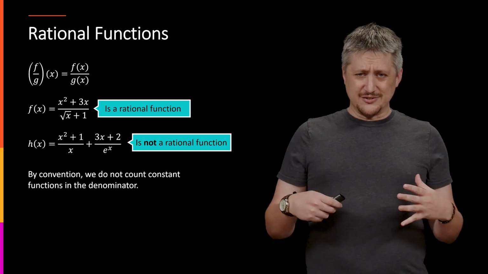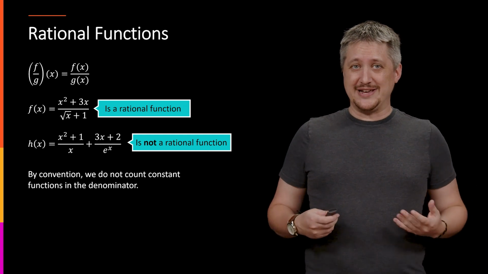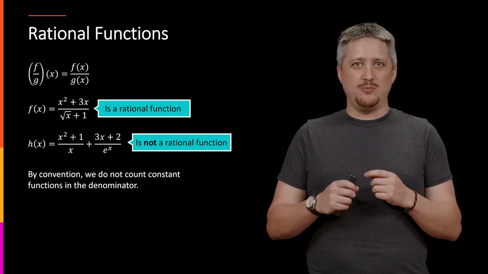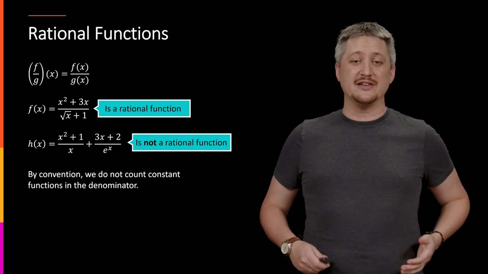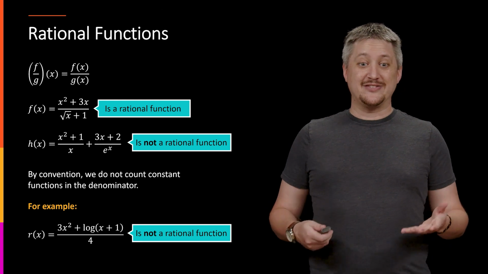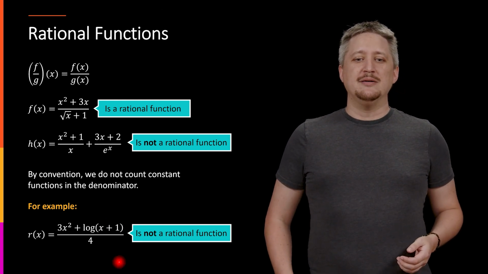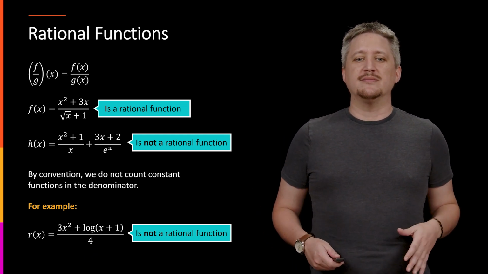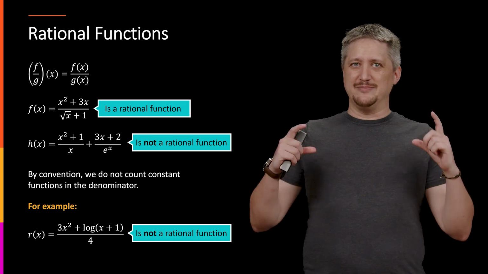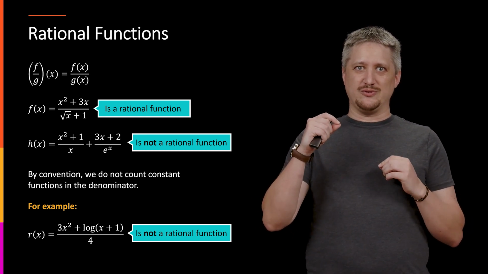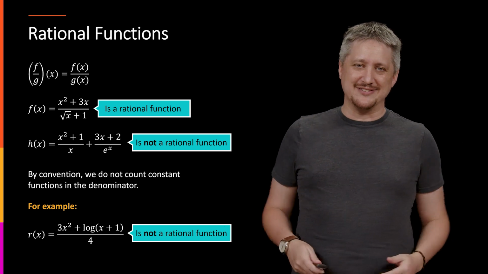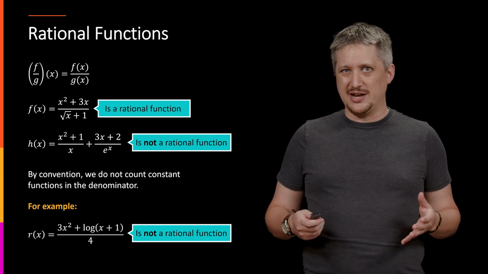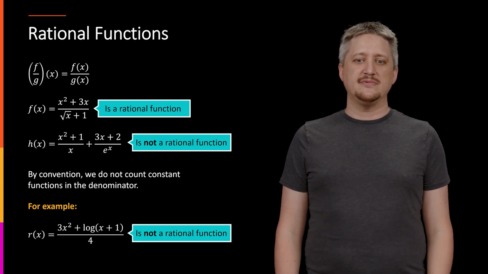As another footnote here, technically speaking, you could take any function and put it over 1 or some constant, right? So by convention, we don't want to count that. If we have just a constant in the denominator, something like this, where we have some function in the top, but then it's just a constant value of 4 in the bottom, this we wouldn't count as a rational function because really it's just 1/4 times that function. It's not a ratio of two interesting enough functions in some sense. So typically if the bottom is just a number, we don't really count that as a rational function.